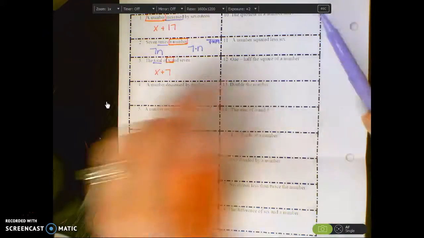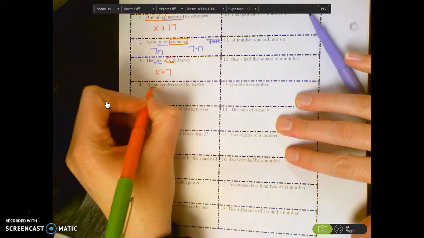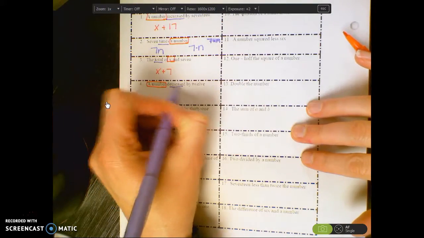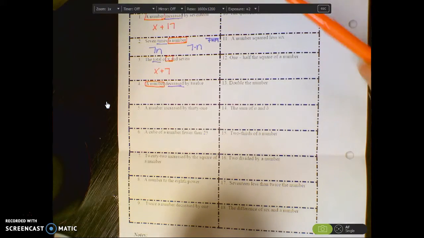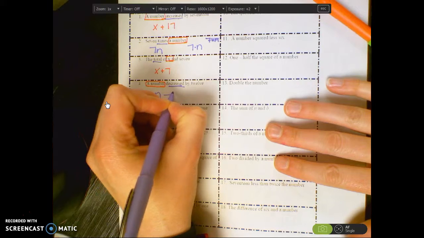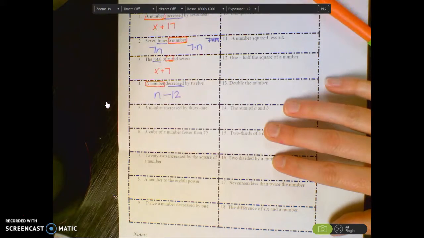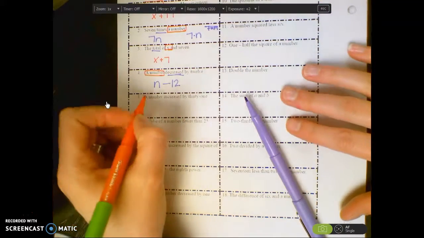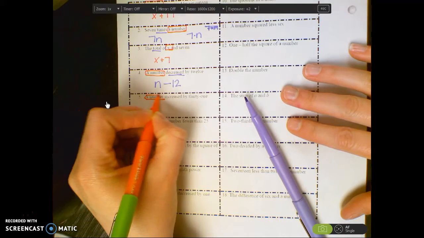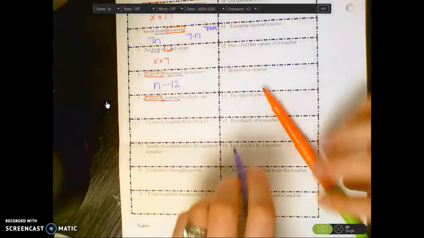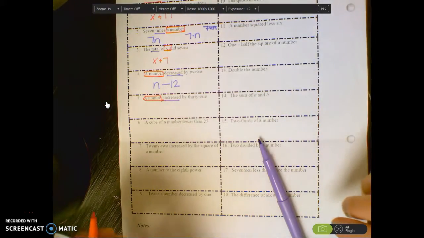Number 4, a number decreased by 12. A number, okay, decreased by 12. So decrease, if you remember, means to subtract. So a number decreased by 12. Okay. Number 5, a number increased by 31. A number increased, okay, by 31. So increase, if you remember, means to add.